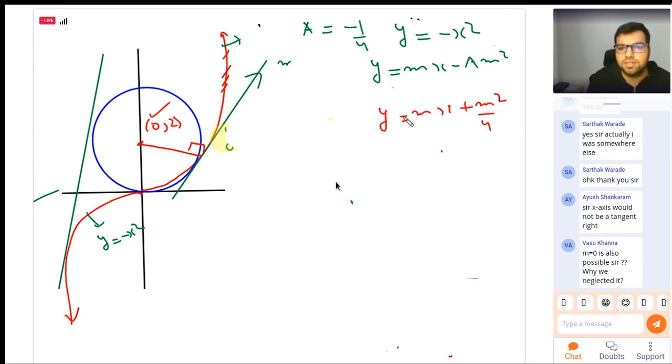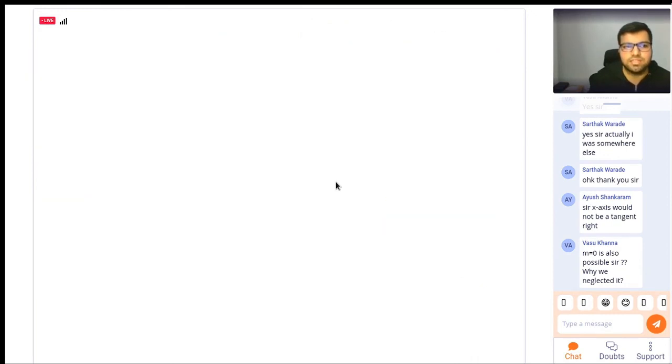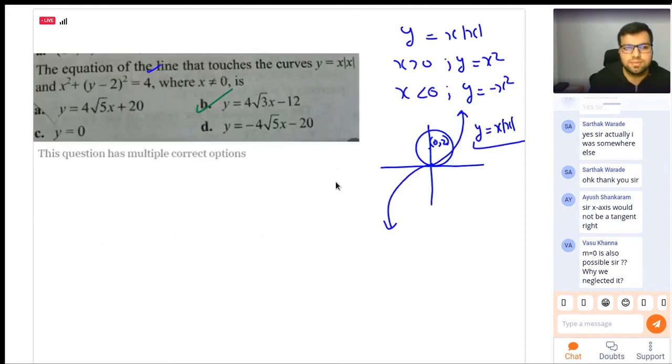This you will be doing, and then again the same thing: from 0 comma 2, its distance is 2. So take the distance from 0 comma 2 and find the value of m. When you find the value of m, the answer you will get is 4 root 5. You put that back in this equation and you will get the equation of the second tangent. So this is what you have to do.